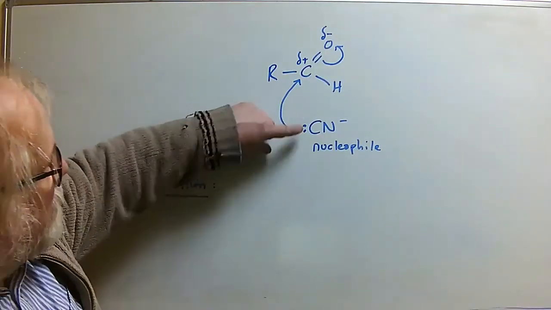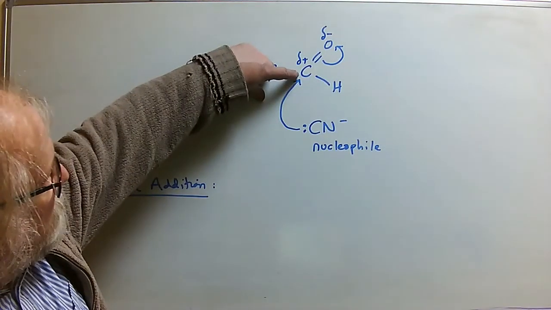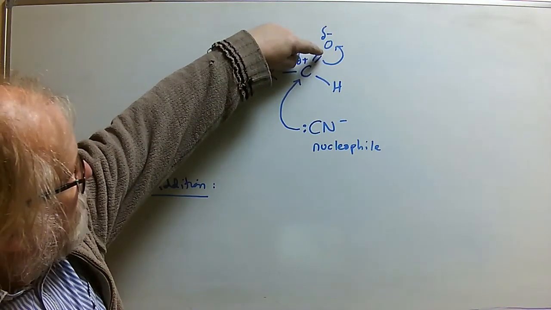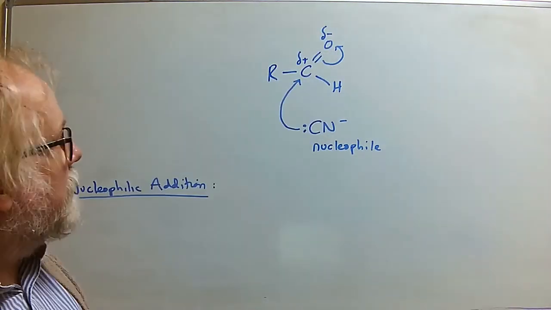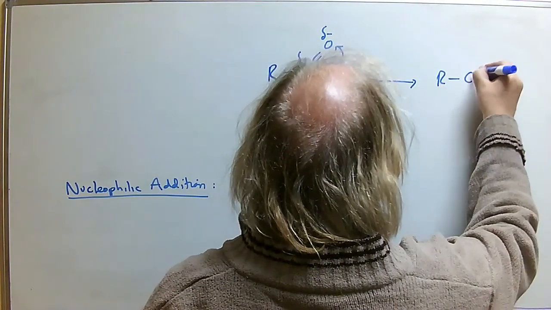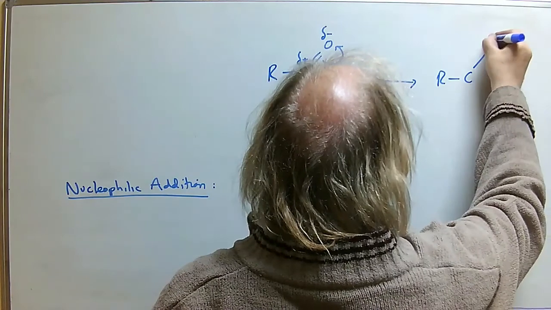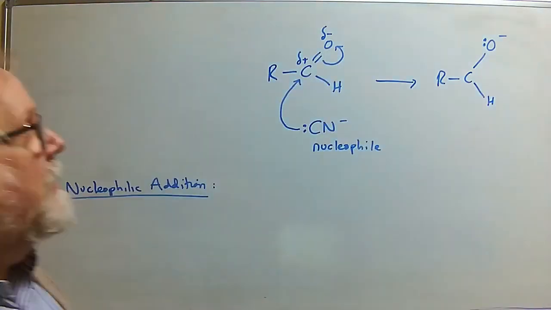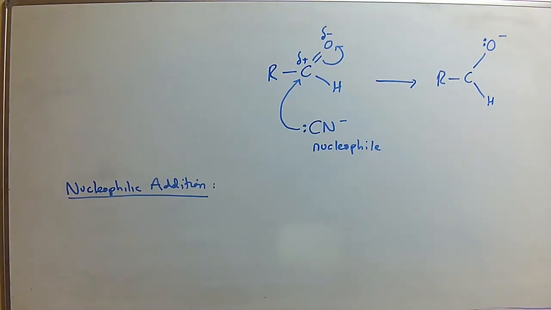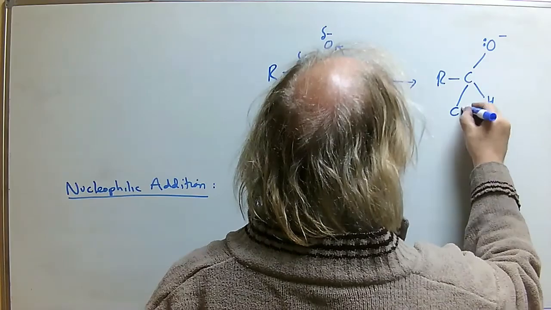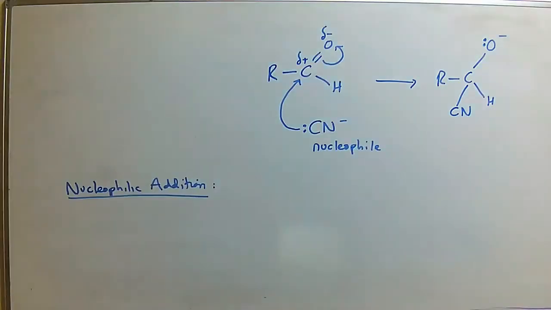Okay, so the lone pair on the carbon forms a new bond to this carbon. That carbon has to let go of a bond, and it's the pi bond that breaks and becomes a new lone pair on oxygen. So you get then an intermediate, which looks like this, with the CN attached as well. Right, so that's our intermediate.